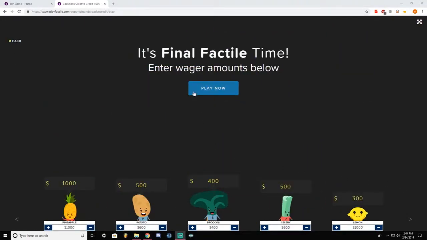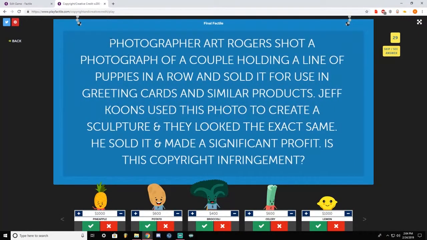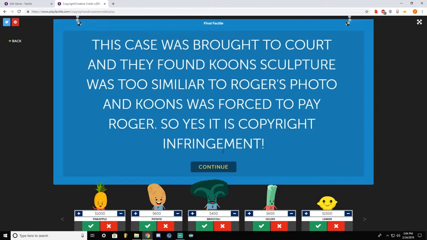For the final Jeopardy on here, I use the standard of identifying a movement from a time that has to do with copyright. So I gave them an example that is somewhat difficult, so that's why I put it for the final Jeopardy, about a photographer who had his photo copied and made into a sculpture and sold. And basically I just explained how it was brought to court, and that at the end of it, it was decided that it was copyright infringement. So if they said that it was copyright infringement, yes, that it was, then they would get that final Jeopardy question correct.